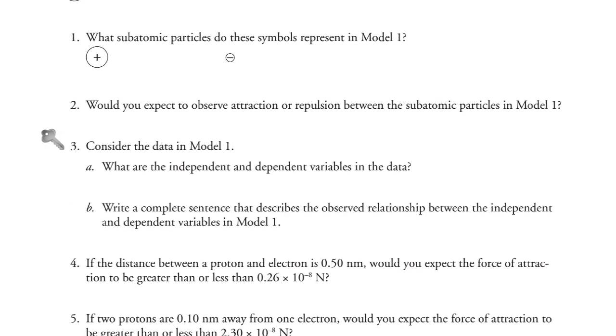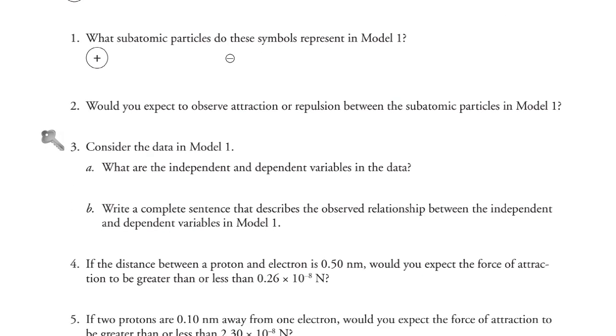What subatomic particles do these symbols represent? The positive charge, that is a little bit larger, is definitely a proton. The negative charge, that's a little bit smaller, is an electron. They have the same amount of charge. The proton is about 1,000 times bigger than the electron, though. Interesting fact. Would you expect to observe attraction or repulsion? We're going to go with attraction.